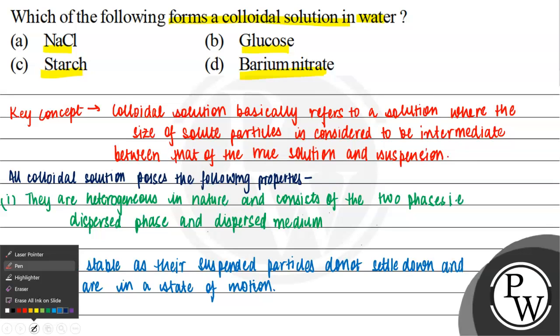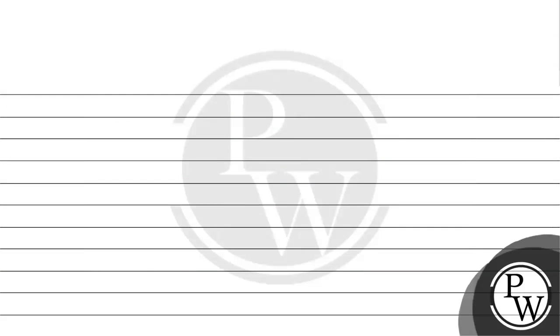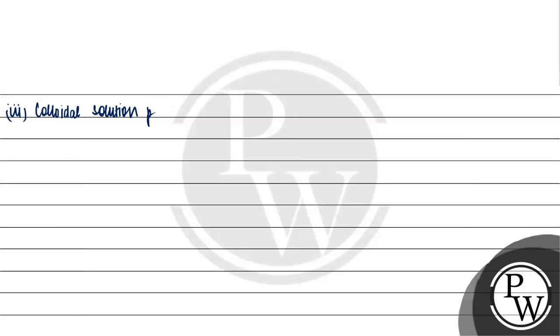Now let us talk about the third point. अगर हम third point की बात करें, third point हमारा property में होता है, the colloidal solutions can be passed through ordinary filter paper. जो उसके particles होते हैं colloidal solution के, they can pass through ordinary filter paper. क्योंकि वो इतने साइज में छोटे होते हैं, so the pore size of the ordinary filter paper is larger than the size of the colloidal particles, so they can pass through the ordinary filter paper.